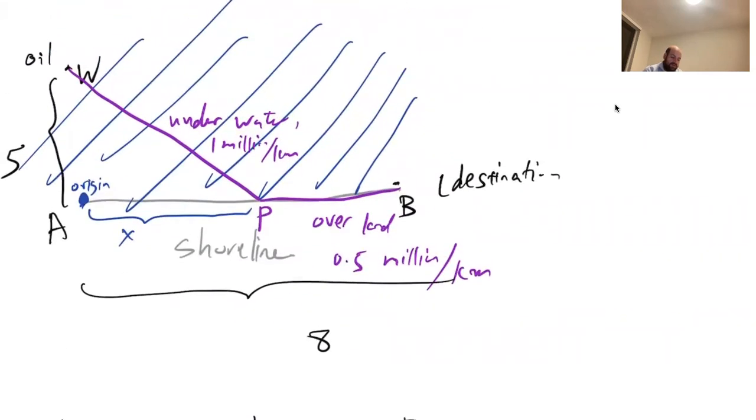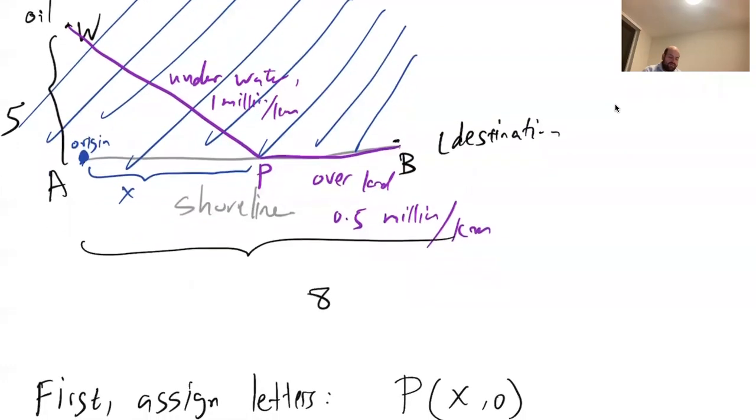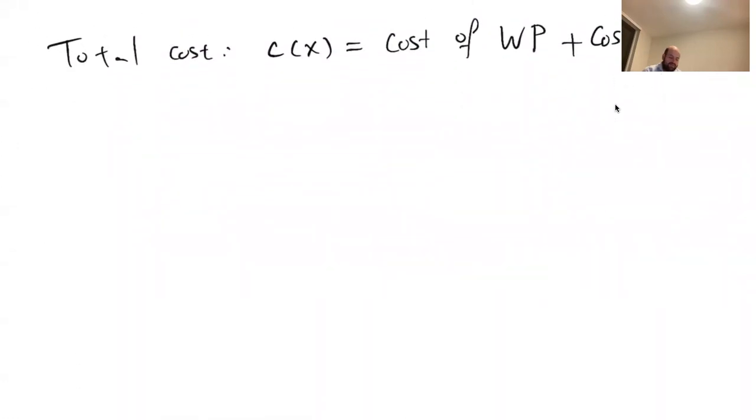All right, what is the cost of WP? First, I need to find the length of WP and then multiply it with $1 million. If I know the length of WP in kilometers, then I multiply by 1 million, and I will find the total cost in dollars. So PA, I'm assuming, is X, AW is 5, so I just need to use Pythagoras. And then WP will be root of 25 plus X squared.